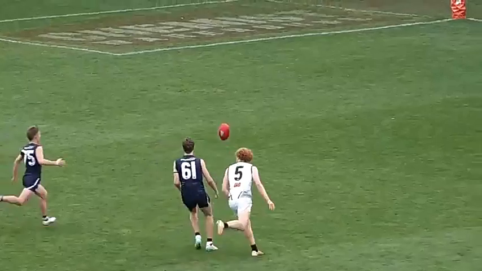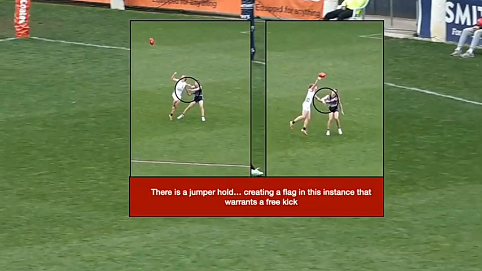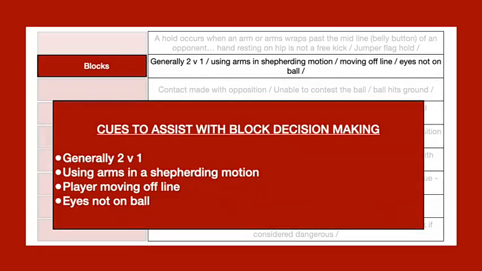Jumper hold, hard to see in that instance. But however, what you see is white is holding the dark coloured jumper, and you can see the flag. So that's holds. Let's go to the next one, blocks.